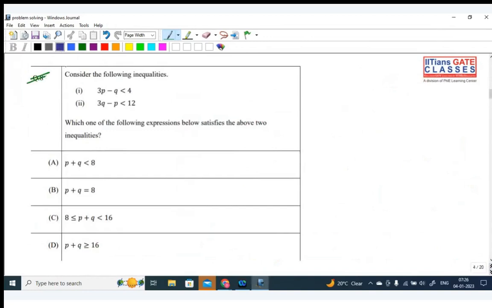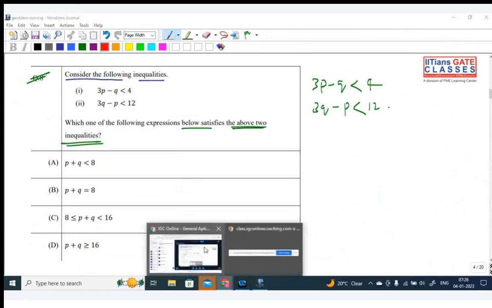This question was asked, again from the inequality, right? So consider the following inequality, okay? 3p minus q is less than 4, and 3q minus p is less than 12, okay? Now, which of the following expressions below satisfies the inequalities? Okay, so you have to solve it. Yeah. So, can somebody solve this question? This question is very simple. There are two variables, and you have to solve this. Yes. Please try this question.